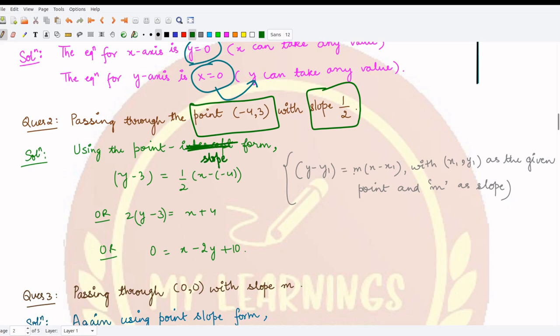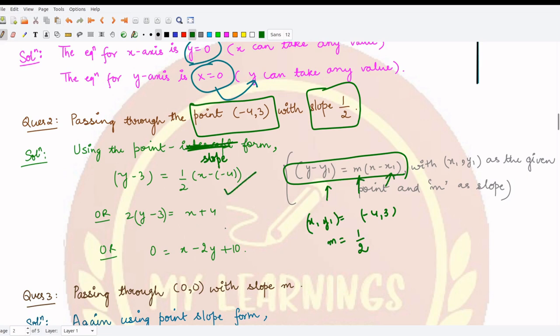So what is the equation? y minus y1 equals m times (x minus x1). You should remember this formula. Here you can substitute the values -4 and 3 for x1 and y1, and instead of m you can substitute the value 1/2 into this equation. So you'll get this equation. Solving this, rearranging the terms, you'll have your equation as this.